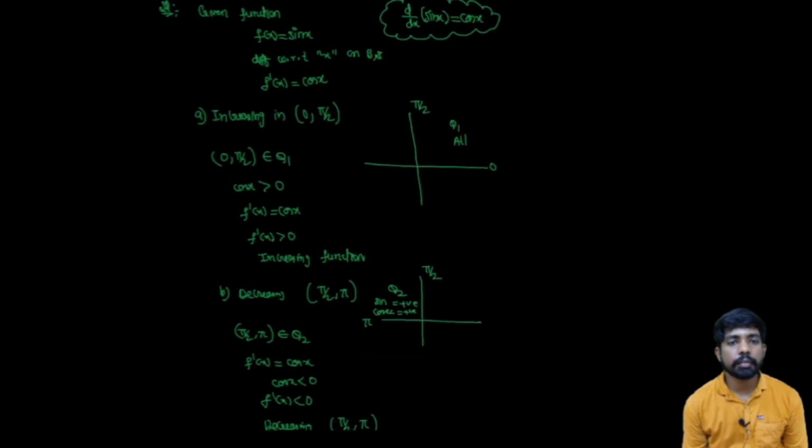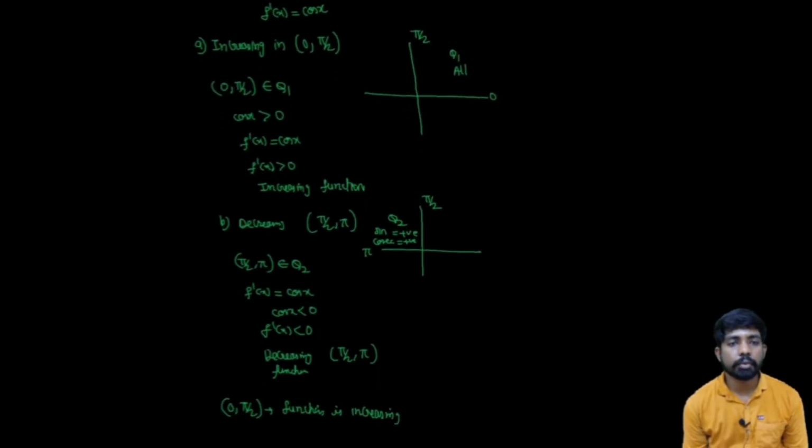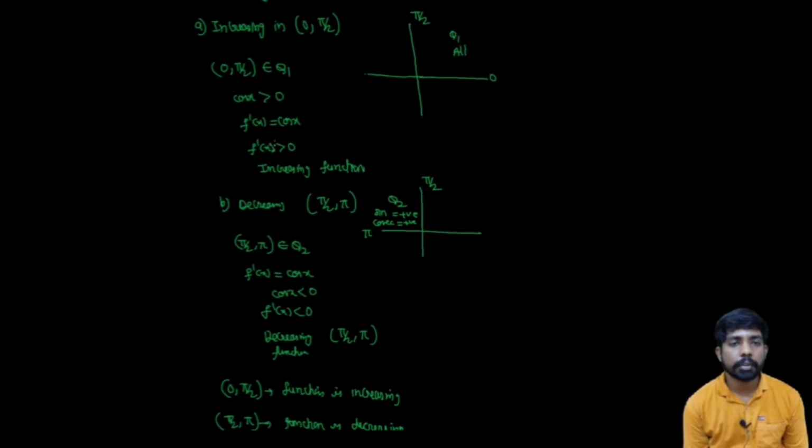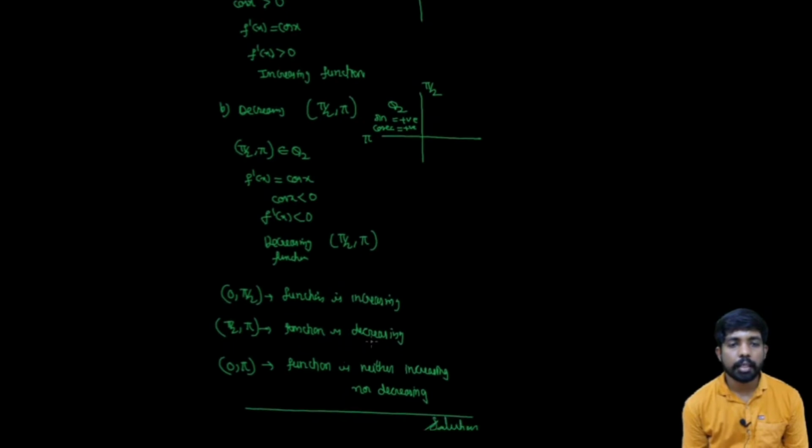First, we differentiated the given function and got the slope. Now we are checking whether the slope is positive or negative from 0 to pi by 2. In the first quadrant, slope is positive because cos x is positive. In the second quadrant, cos x is negative, due to which slope is negative, and negative slope means a decreasing function. Therefore 0 to pi by 2 is increasing, pi by 2 to pi is decreasing, and overall 0 to pi the function is neither increasing nor decreasing. That's all. This is the solution.